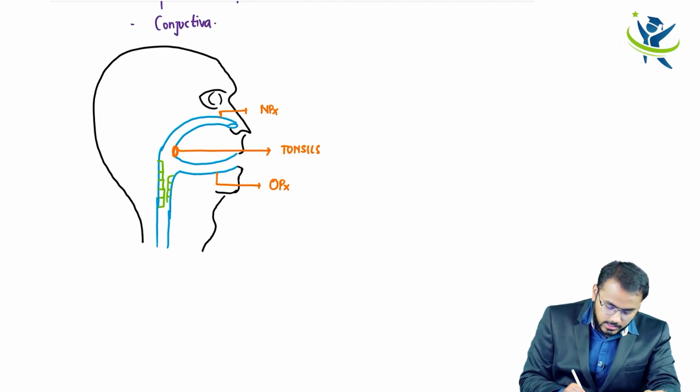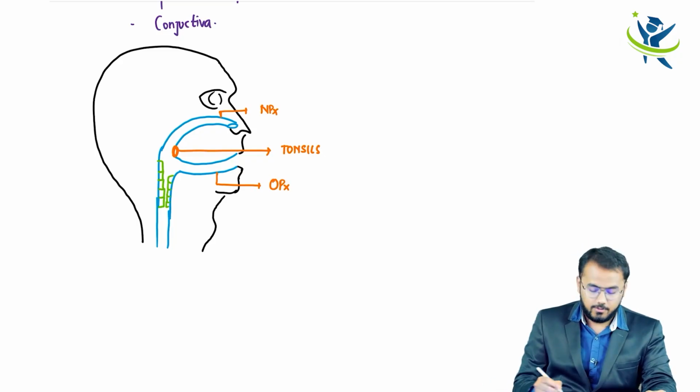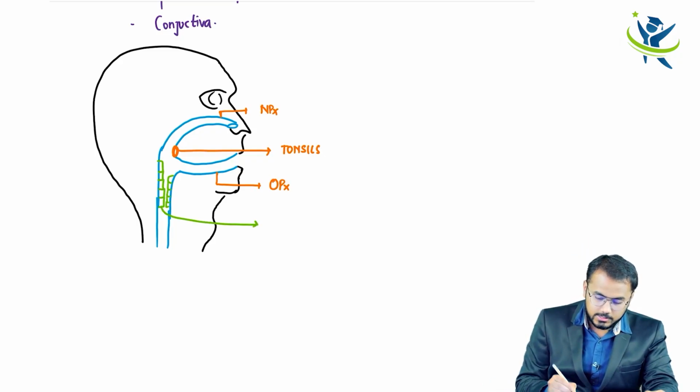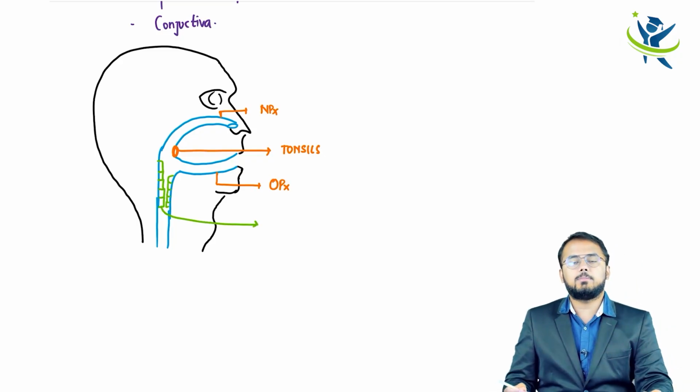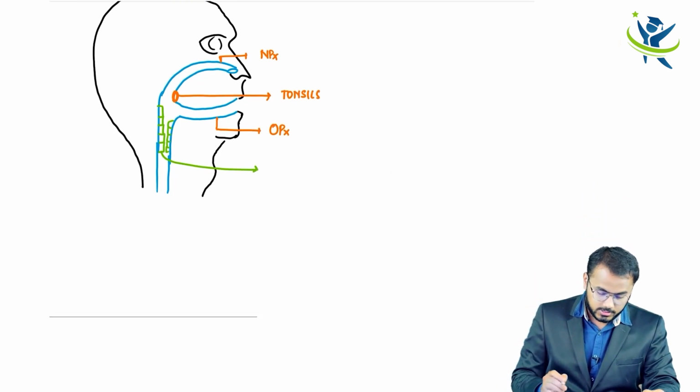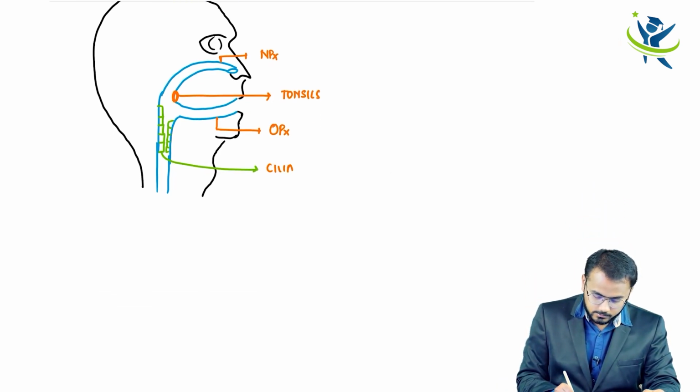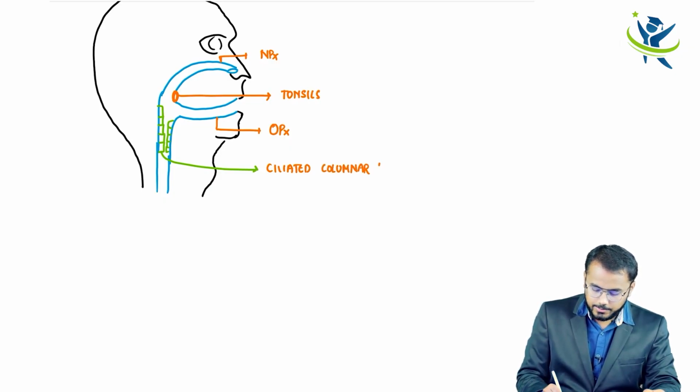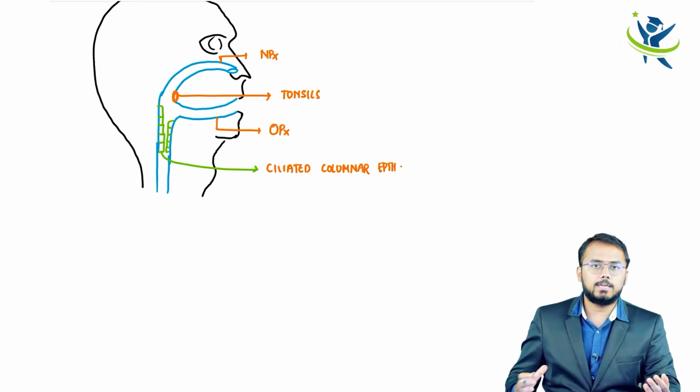These are called respiratory epithelium. And what type of respiratory epithelium is this? The type of respiratory epithelium is ciliated columnar epithelium. So this is ciliated columnar epithelium. So what I am going to do is expose one ciliated columnar epithelium.